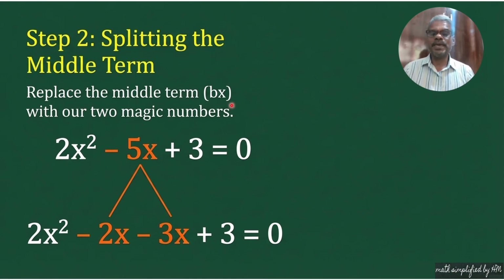Replace the middle term bx with the magic numbers that we have found: minus 2 and minus 3. 2x square minus 5x plus 3 is equal to 0 can be written as 2x square minus 2x minus 3x plus 3 is equal to 0.